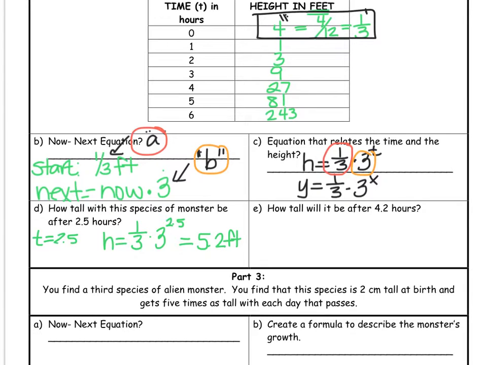Part F, how tall will the monster be after 4.2 hours? So our time is 4.2. Our height is h equals, it's starting out at 1/3, it's tripling every hour, and we have 4.2 hours. And if we multiply that out, the monster after 4.2 hours will be 33.6 feet tall.